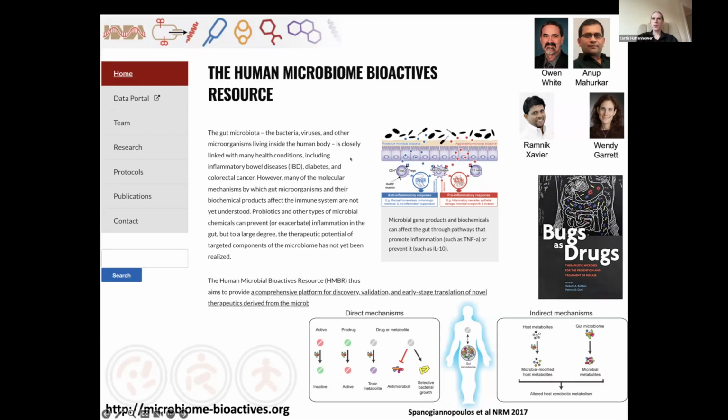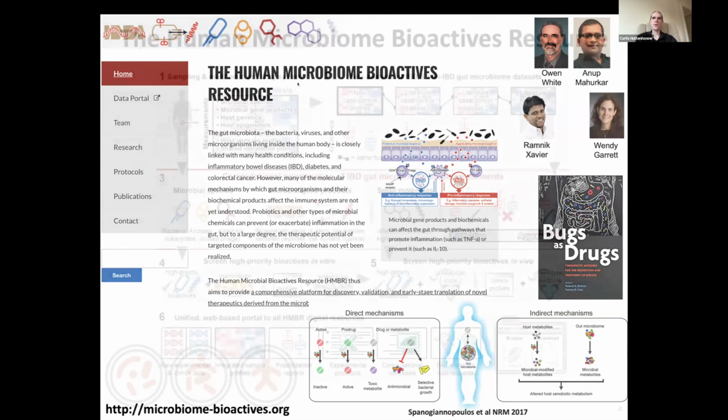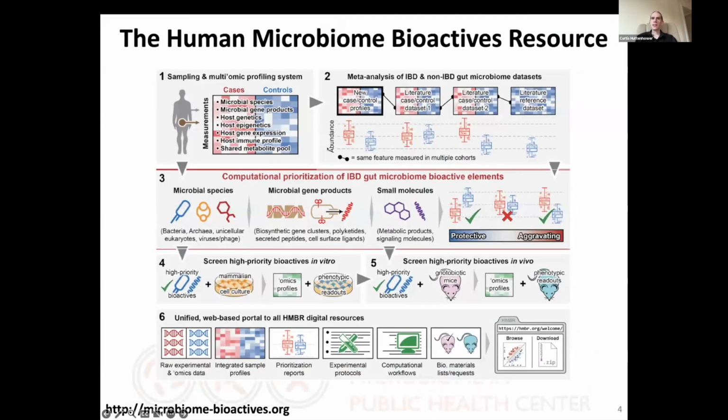So the goal of the HMBR is to be a resource. There are a variety of both data and software resources online for the web portal, in addition to things like protocols, results that we have from our own experiments. And this again includes everything from very upstream protocols for sampling and generating multi-omic data from large human populations.